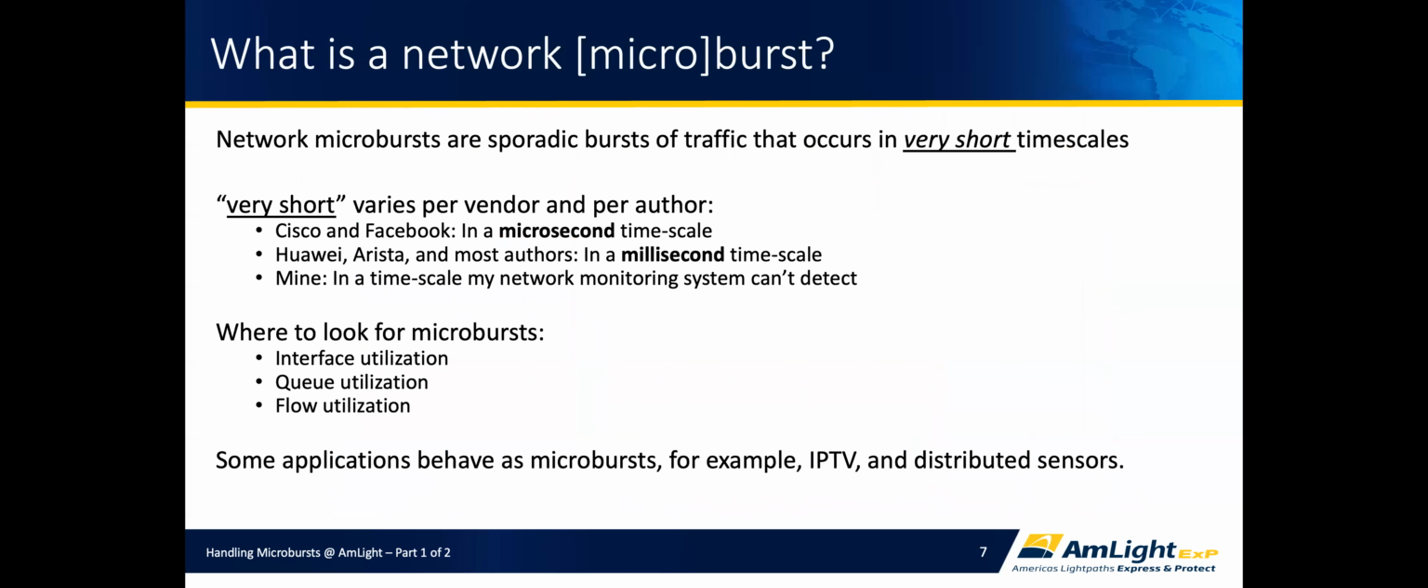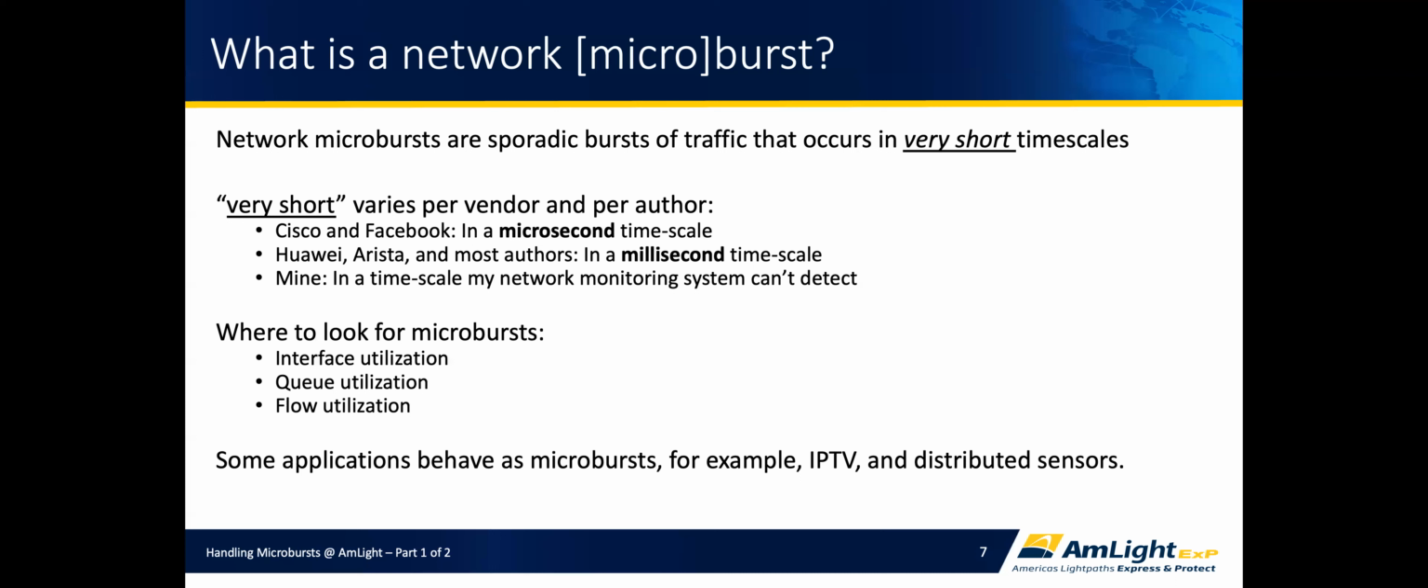And then there is the microburst, right? So what makes a burst micro? Network microbursts are sporadic bursts of traffic, but they occur in very short time scales. And this is another definition that we don't have. Very short is defined per vendor, per author. Facebook, in their publications, usually say microseconds time scale. Huawei, Arista, most of the scientific authors, they talk about milliseconds because it's easy to implement and create a lab that is millisecond based. So they usually go by a millisecond.